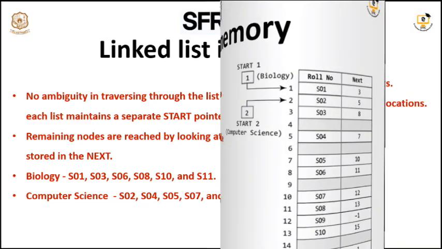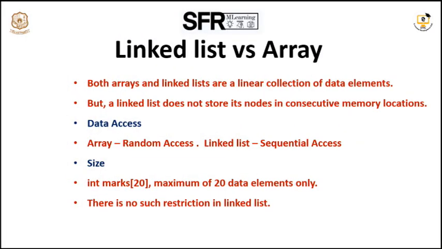Next, we will see the difference between a linked list and an array. Both linked lists and arrays are a linear collection of data elements. But unlike an array, a linked list does not store its nodes in consecutive memory locations. Another difference is that a linked list does not allow random access of data. Nodes in the linked list can be accessed only in a sequential manner.